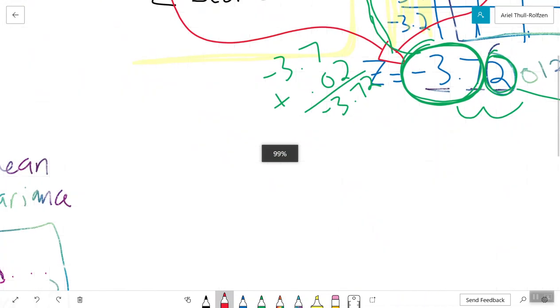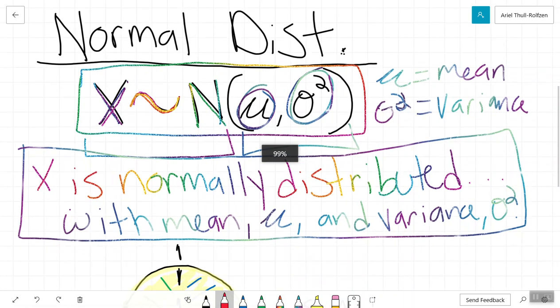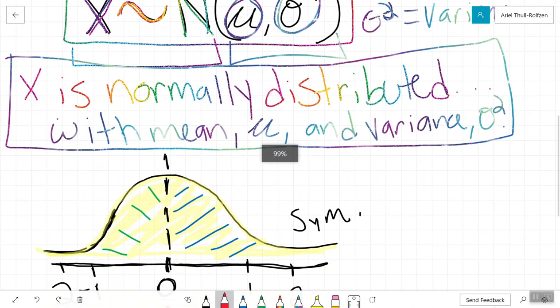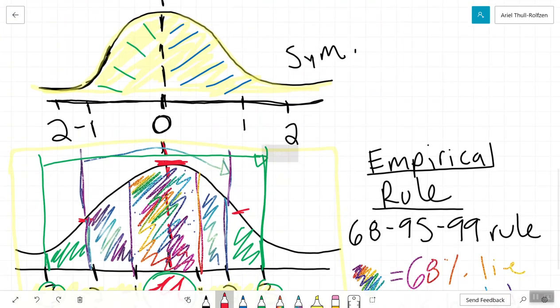So just to recap where we've gone with this, we've determined that normal distribution is where x is normally distributed with mean mu and variance sigma squared. We came down and determined that a bell curve, the table that represents normal distribution, is symmetrical and has the same area on the top side, the high side, the positive side, whatever you want to call it, up here, as it does on the negative side.